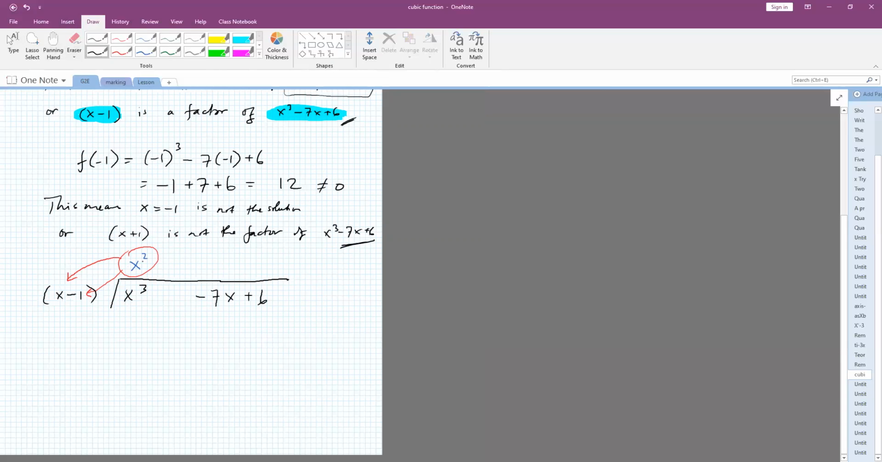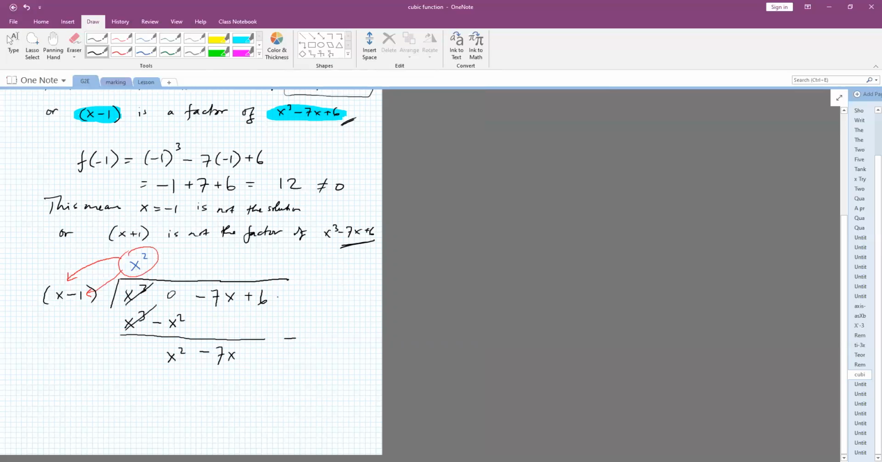Now, when you multiply the x squared to x and then minus 1, you will get x cubed and then minus x squared. Now what you do with this, you want to subtract because you want to get rid of this x cubed, right? So now we'll just have this guy 0. So basically this is 0 and then minus x squared. This gives us x squared, and then this guy minus 7x minus 0, that's simply minus 7x.